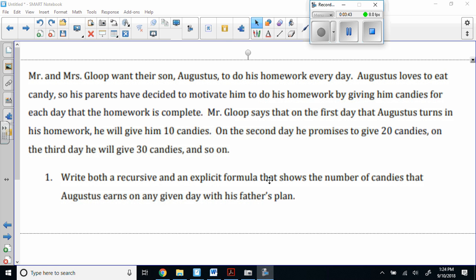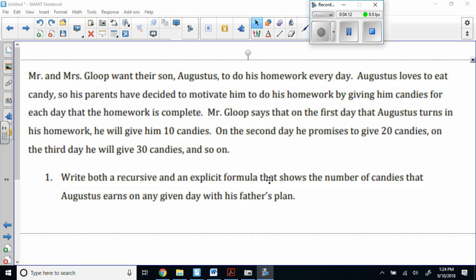Mr. and Mrs. Gloop want their son Augustus to do his homework every day. Augustus loves to eat candy, so his parents have decided to motivate him to do his homework by giving him candies for each day that he completes his homework. Well, how about that? They're going to give him cavities too. So one thing leads to another. I know I ought to give him money. That's the gift that keeps on giving, right? No, that's education. I'm sorry.